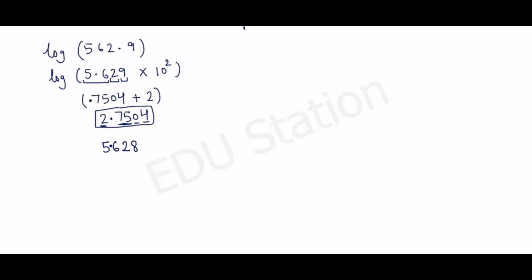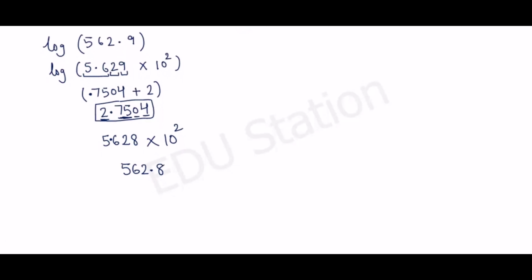And this 2 is directly 10 to the power 2. Whatever is before the decimal is direct power of 10. So I started with 562.9 and I ended with 562.8. You can have 1 point, last number, it can be either one more or one less, but more or less we get the same number back. Now we'll try one more case.